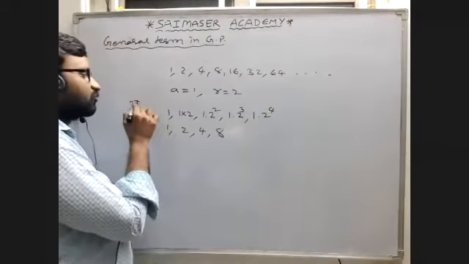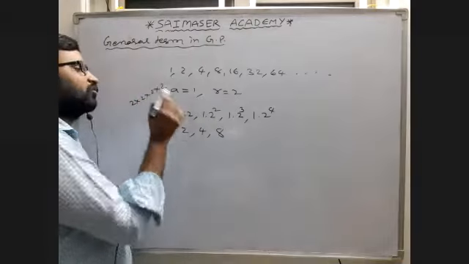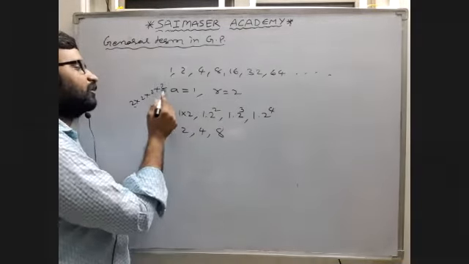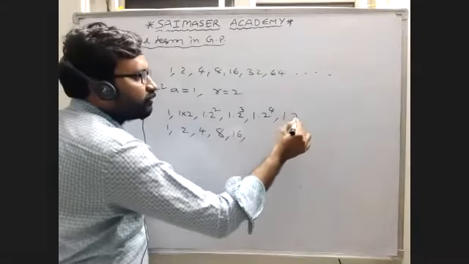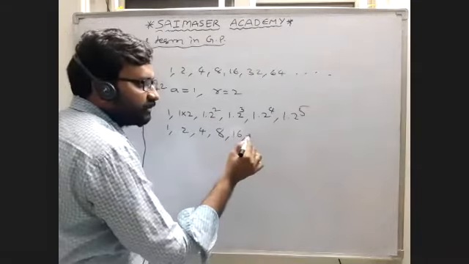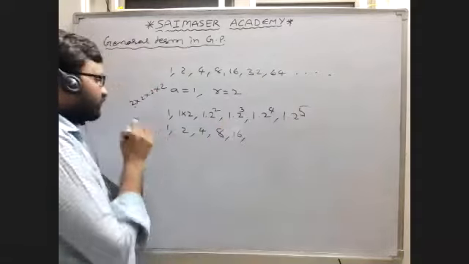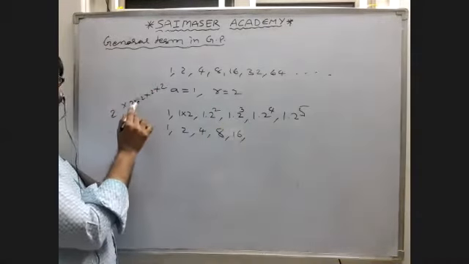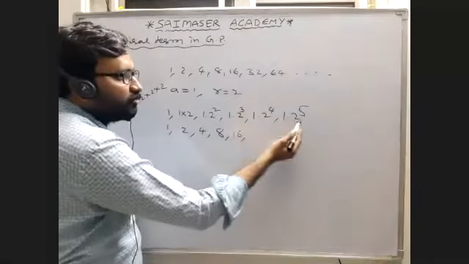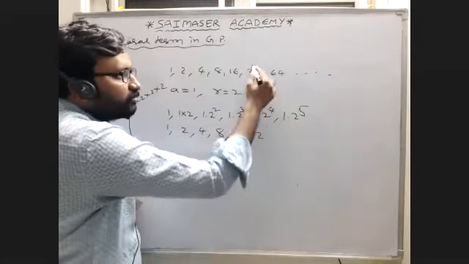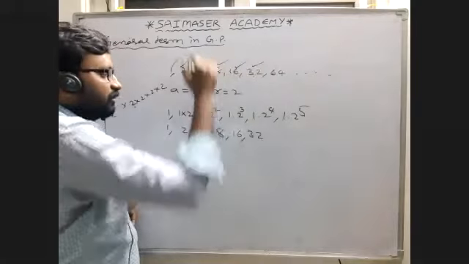You have to write like this: 2 into 2 into 2 into 2, 4 times, 2 to 4, 4 to 8, 8 to 16. 16 into 1, again 16. And 1 into 2 power 5, that is 2 power 5, you will get 32. 32 into 1 is 32. These all we got.